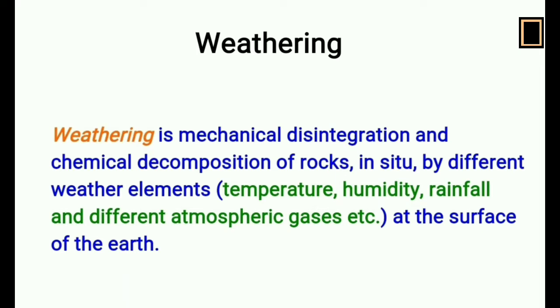Physical changes are referred to as mechanical weathering and chemical alteration is known as chemical weathering. In case of weathering, fragmented weathered debris are situated in the same region where the parent rocks were located. That's why weathering occurs in situ, and the debris remains in the same position as it was in the earlier stage.